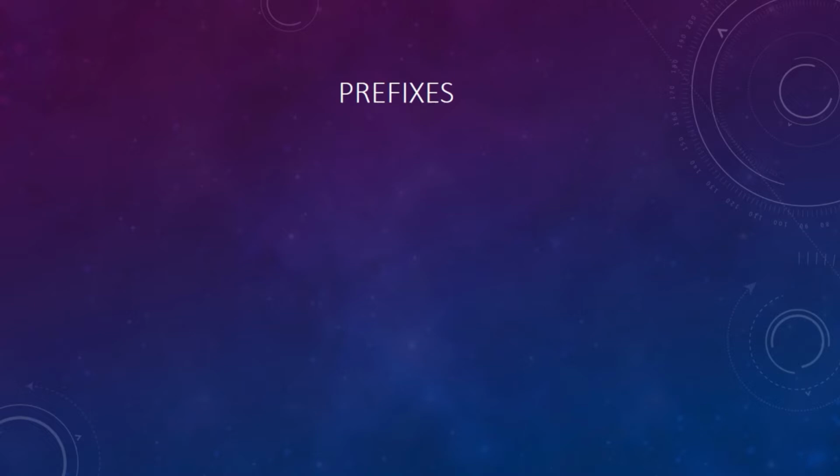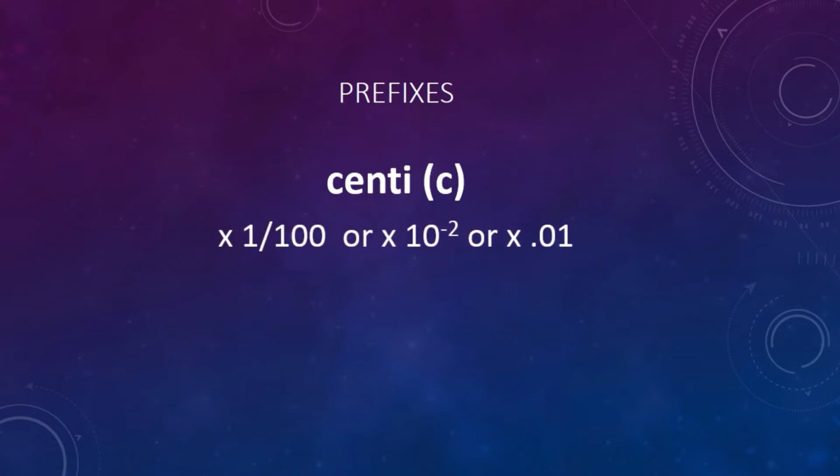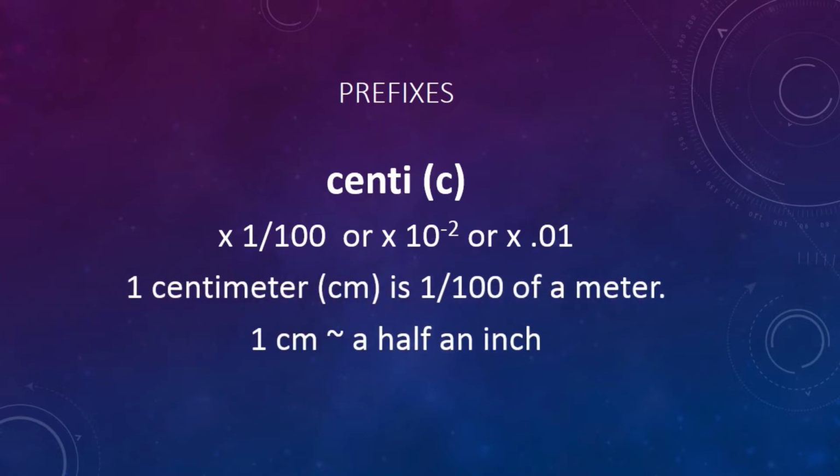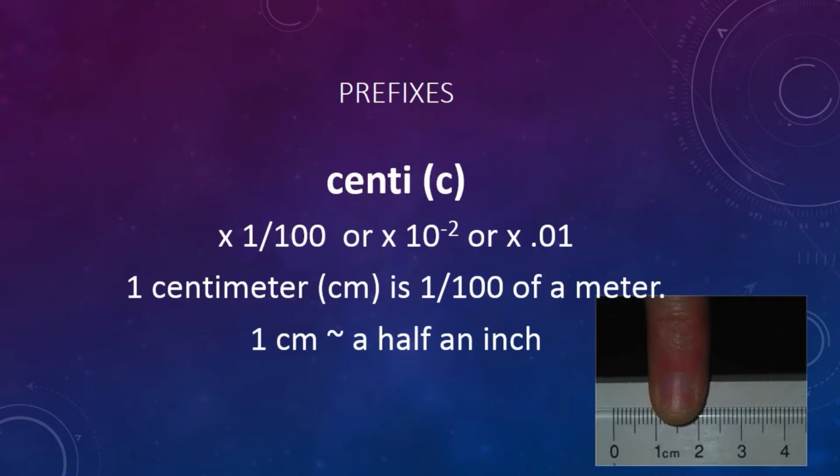We will be using a few prefixes to modify our units of measurement. The prefixes are very important, so make sure you understand them and how to use them. The first prefix is centi, which means 1/100th, or times 10 to the minus 2, or times 0.01. So a centimeter is 1/100th of a meter. A centimeter is about a half an inch, or about the width of your fingernail.